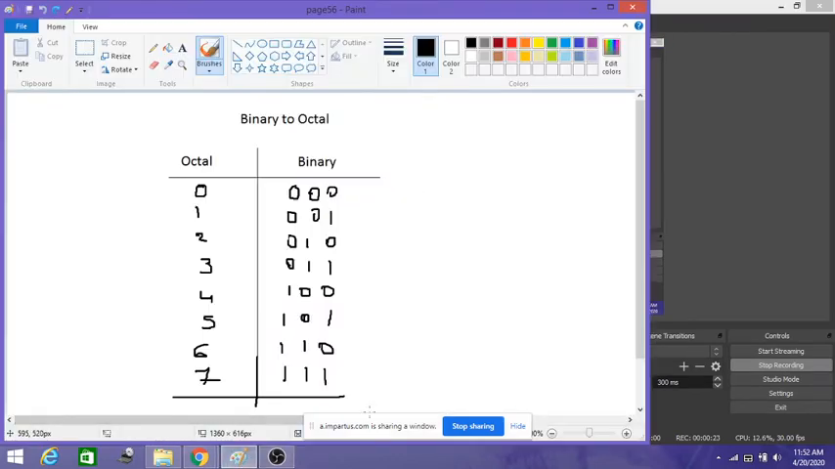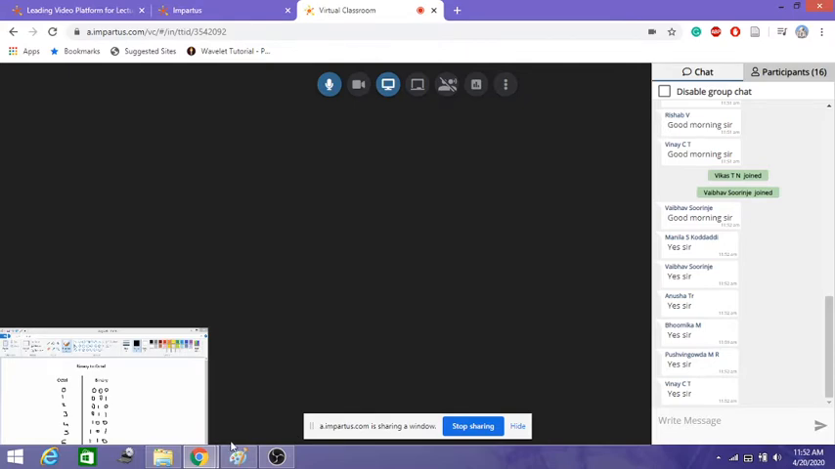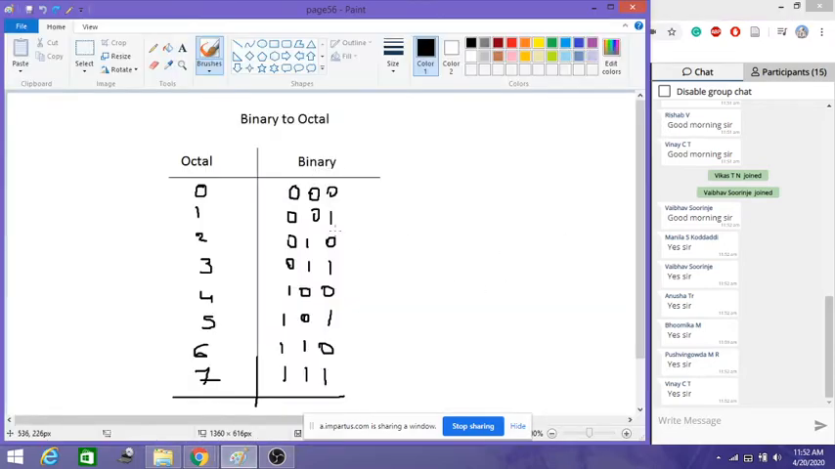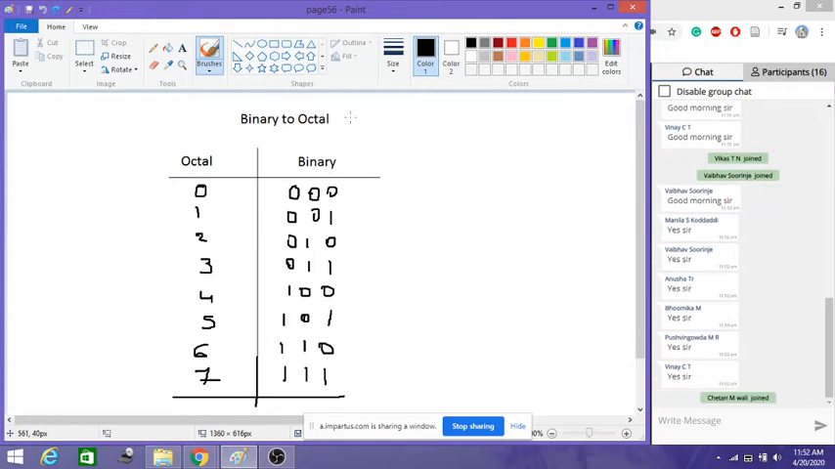As you can see here, we are looking into binary to octal. Octal consists of 8 digits, ranging from 0 to 7. To write the equivalent binary, it requires 3 binary bits, which keep changing in this fashion: 0 is 000, 1 is 001, then 2 is 010, and likewise it continues up to 111. This is the binary to octal equivalent for 0 to 7.